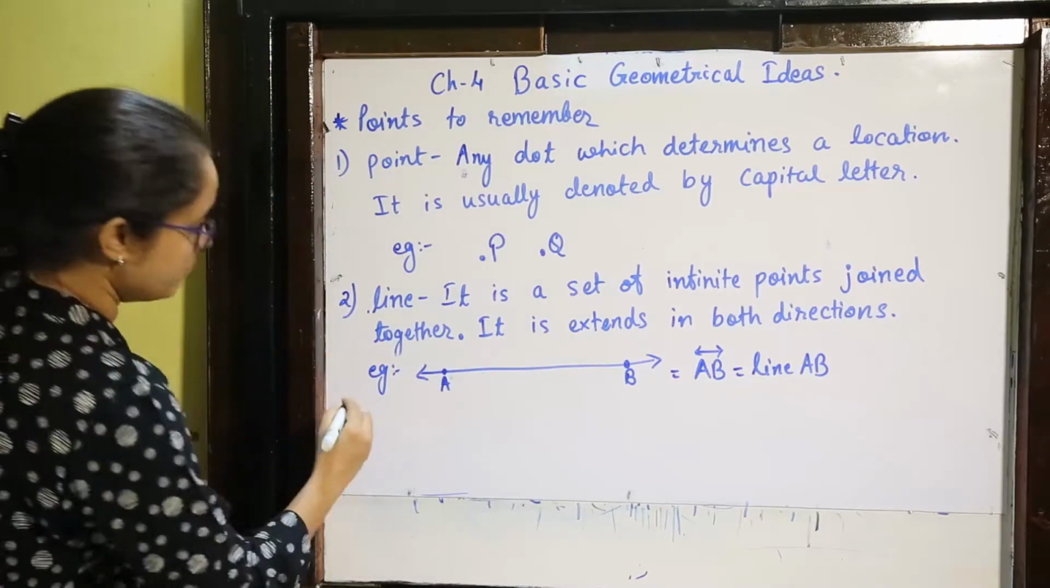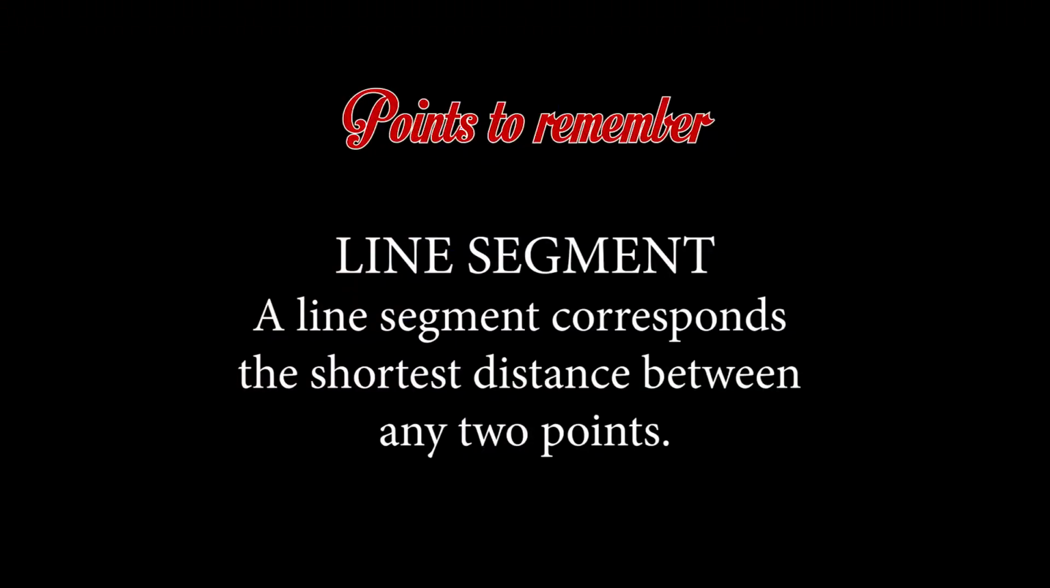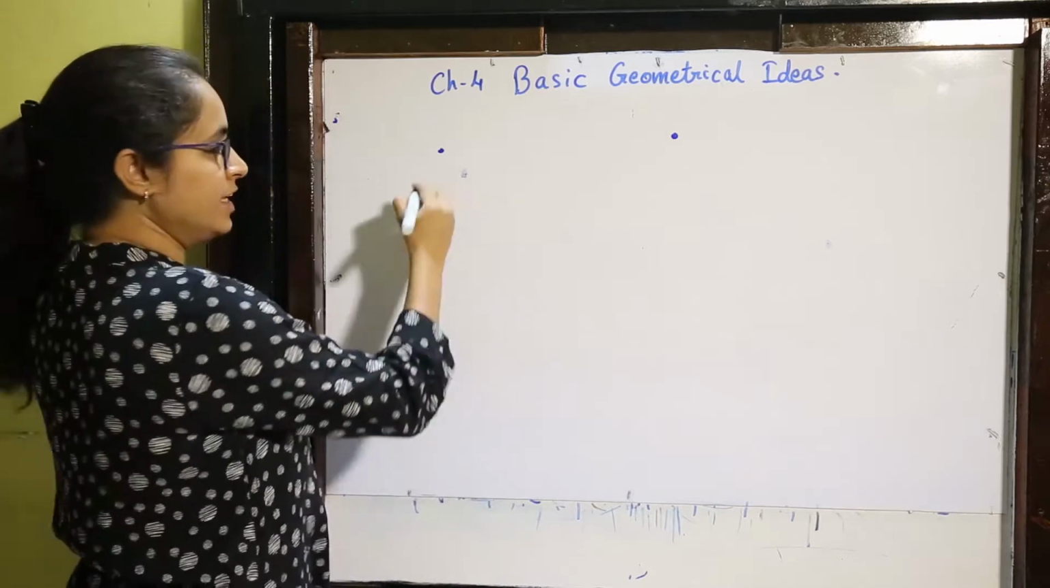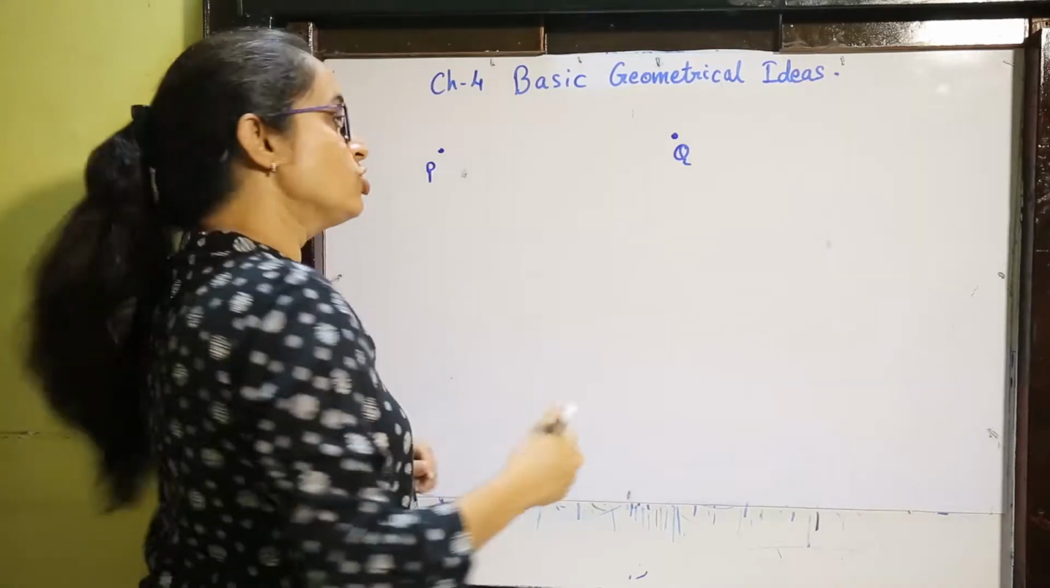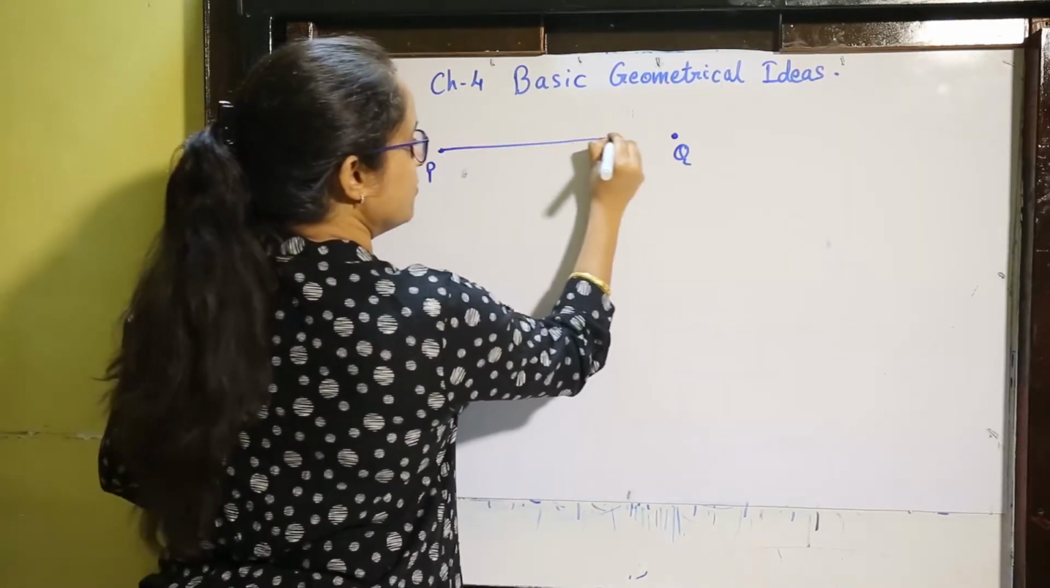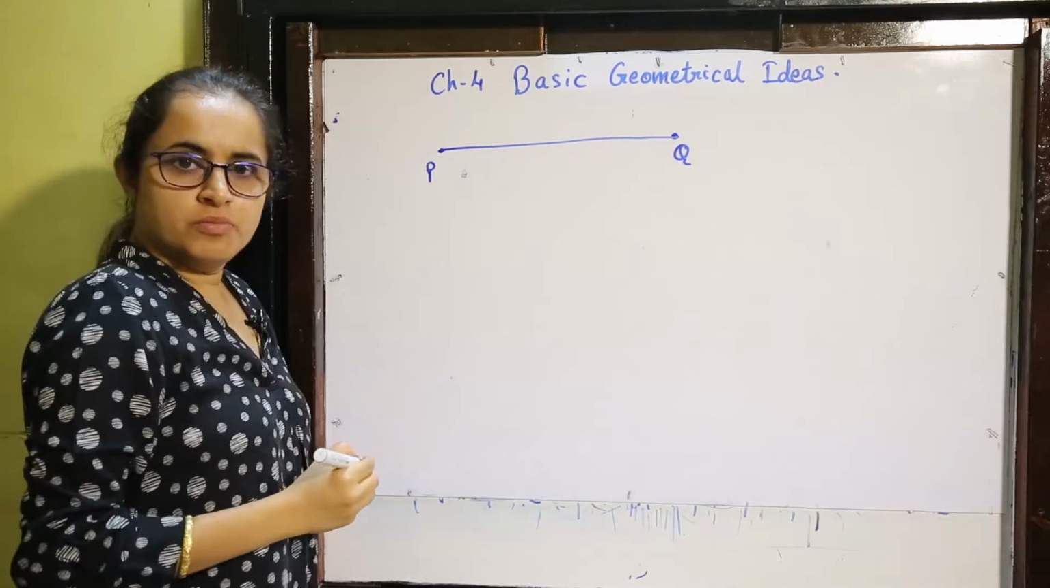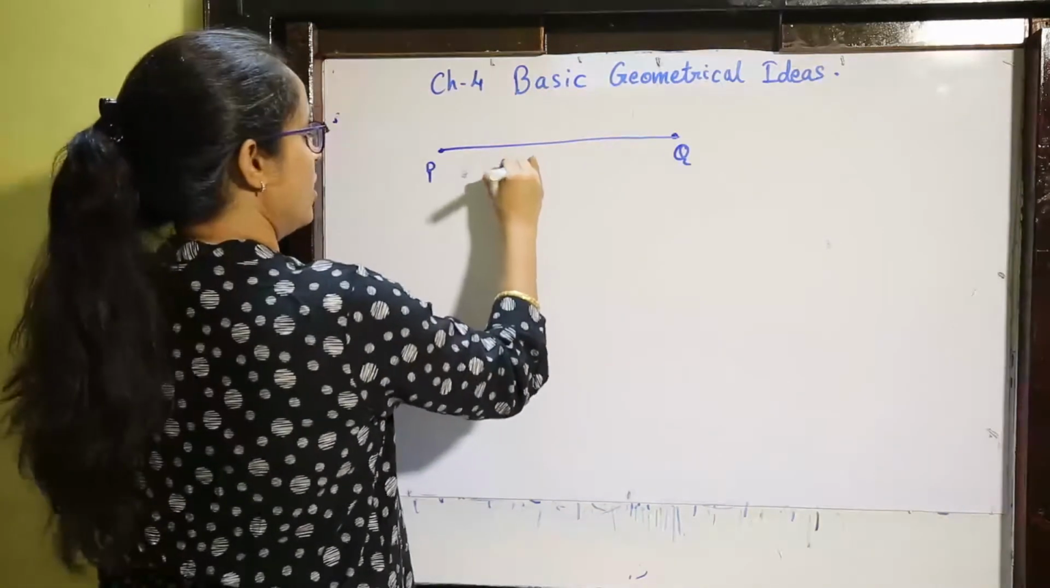Now, the third point is line segment. What is a line segment? Write down with me: a line segment corresponds to the shortest distance between 2 points. If you have any 2 points on the surface, suppose point P and point Q, any line which is joining these 2 points is called a line segment.